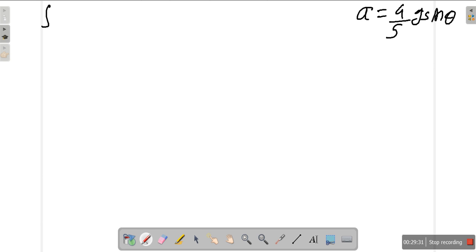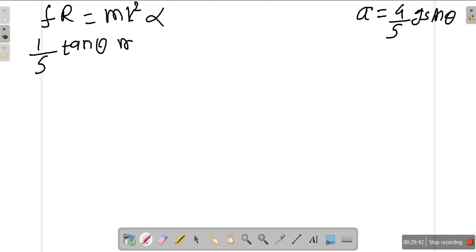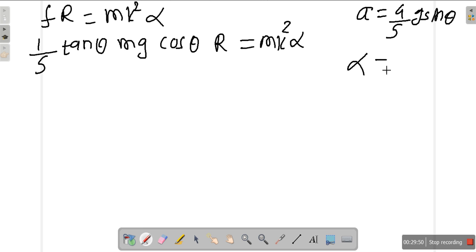I'll just do it quickly here. F into R. F is mu into mg into cos theta into R, and that gives you alpha as g R sine theta upon 5k square.